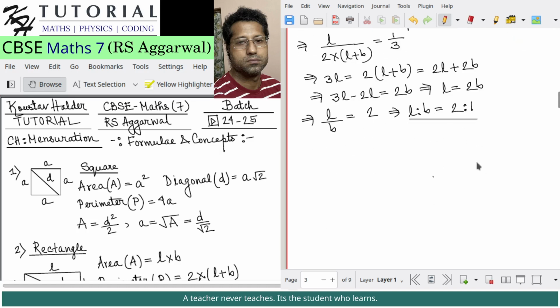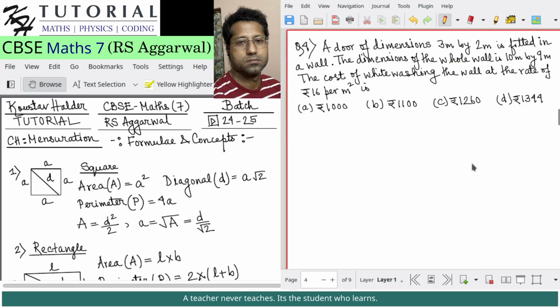Okay, let's do the next problem. Question number 4 says a door of dimensions 3 meter by 2 meter is fitted in a wall. The dimensions of the whole wall is 10 meter by 9 meter. The cost of whitewashing the wall at the rate of rupees 16 per meter square is. Okay, so we have a wall, and inside the wall there is a door. So definitely the door will not be painted. The wall without the door will be painted.